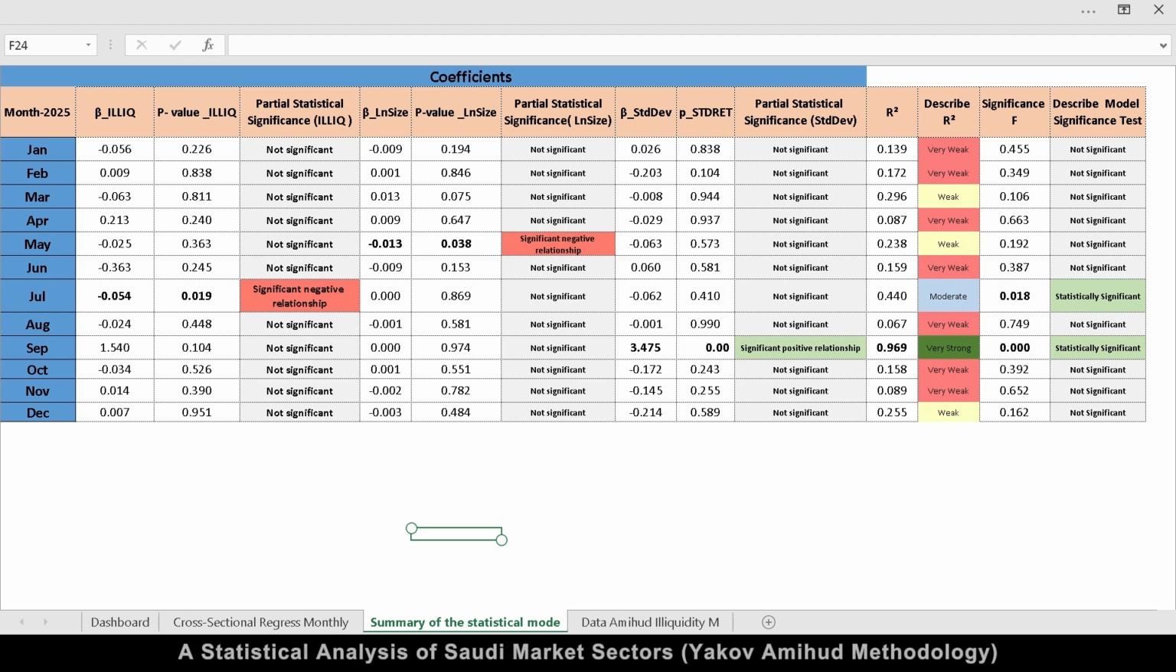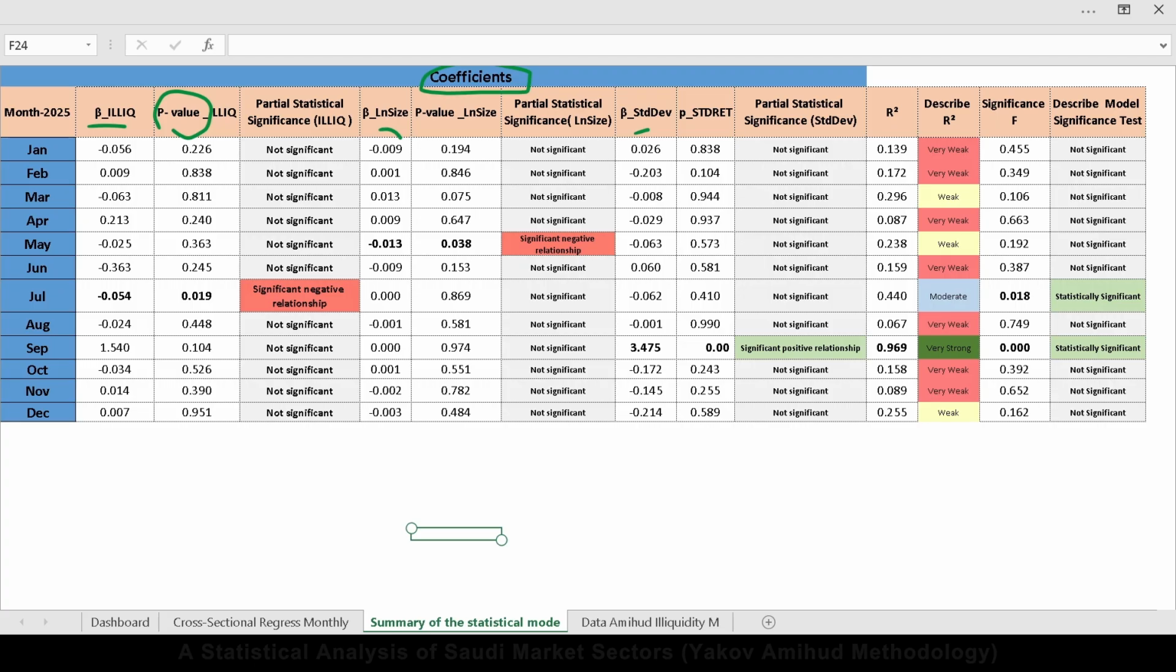Now, based on this table, I will read the overall results for this model. But before looking at the beta coefficients of the independent variables, which are liquidity, market size, and risk, I will look at the p-value, or the hypothesis testing. We can see that most of the values are above 0.05.